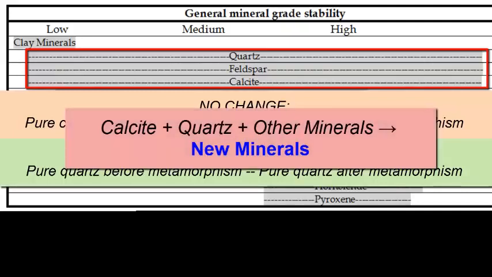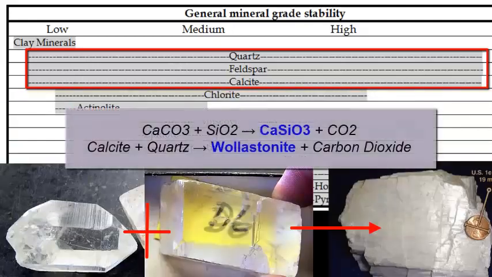However, if calcite is present with quartz and with other minerals, then as temperatures and pressure rise, the stability of calcite and quartz might end up being less stable than a new mineral with a new chemical composition, and thus the atoms in the calcite and quartz might rearrange themselves to form new minerals. For example, wollastonite, CaSiO3, might be more stable.